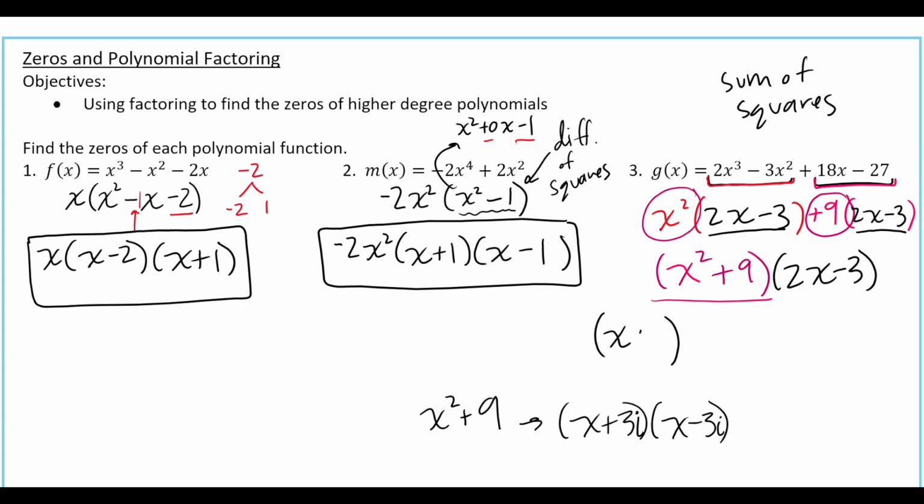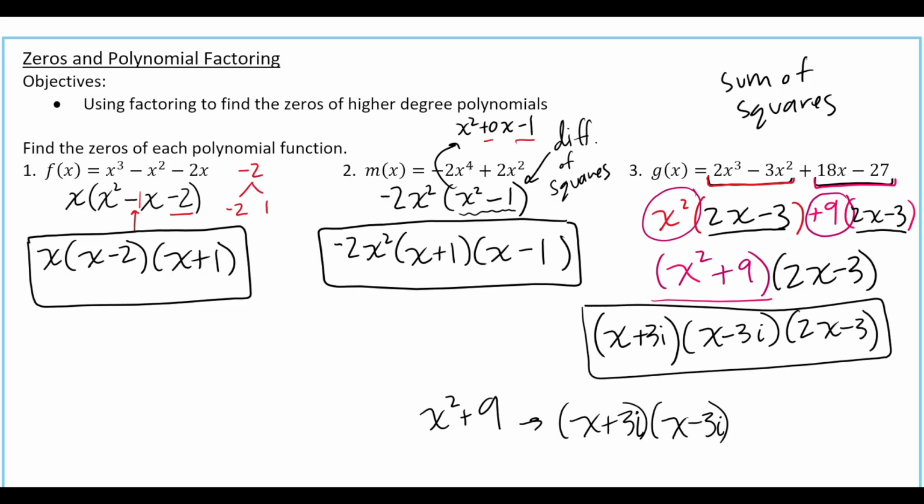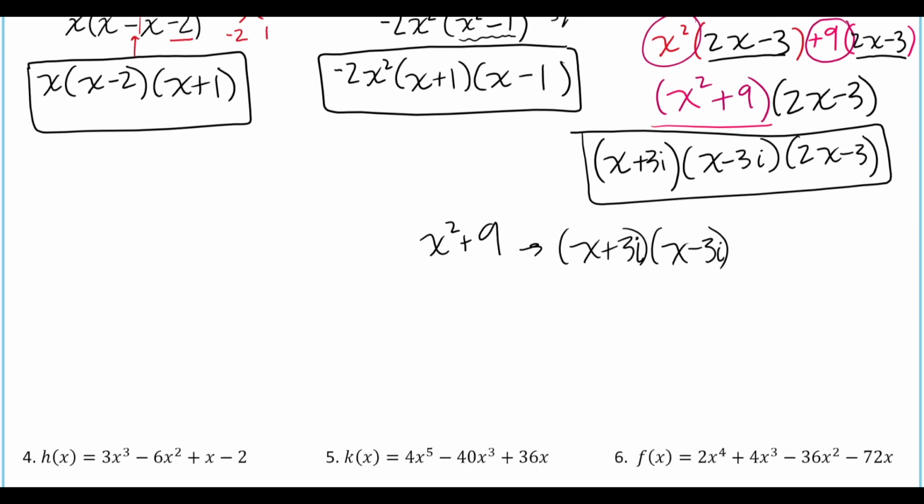So let's go ahead and factor that out. x plus 3i times x minus 3i times 2x minus 3. So anytime you have a sum of squares, x is being squared, 9 is 3 squared, they're being added, they will be imaginary. And that's as far as we can factor. Let's try a few more.